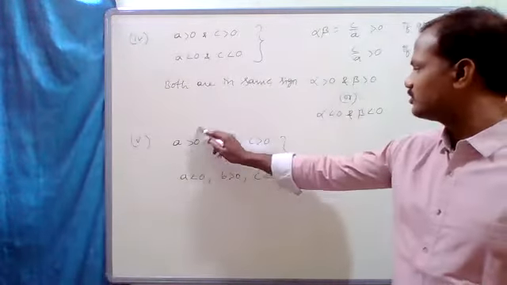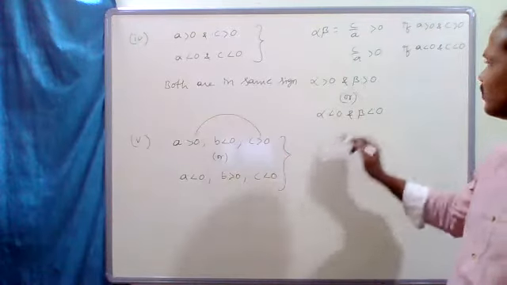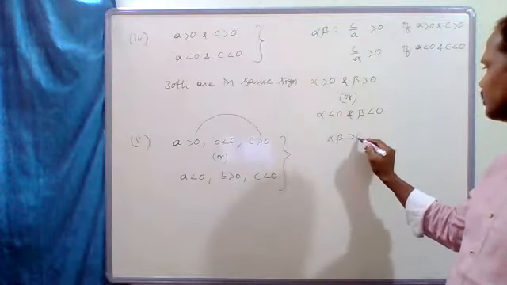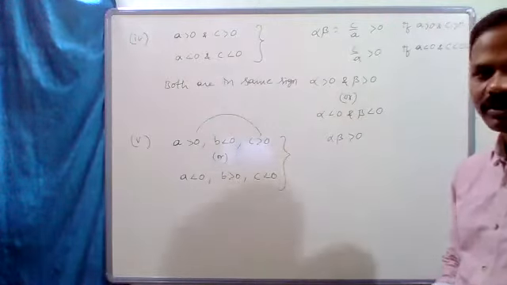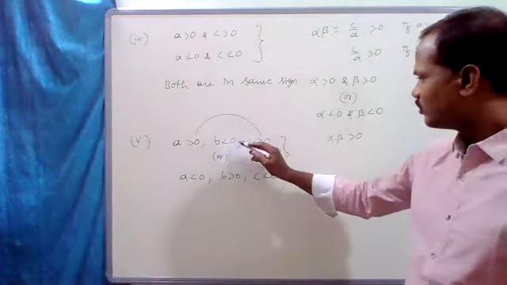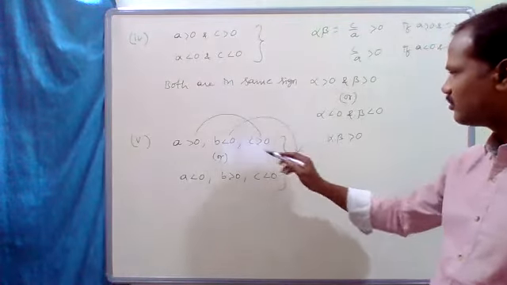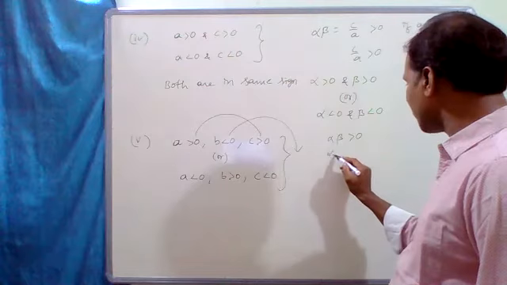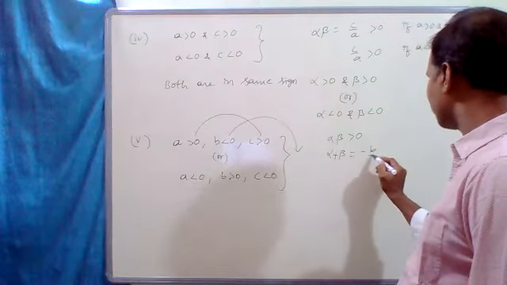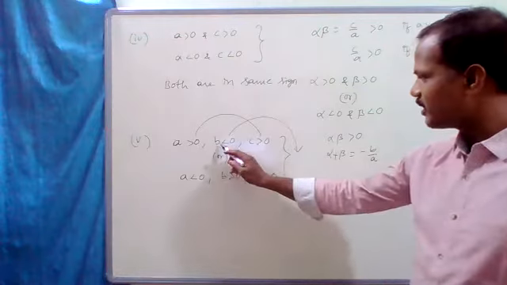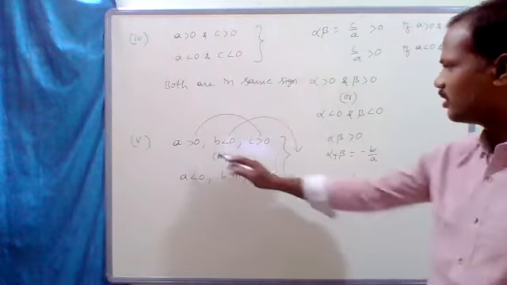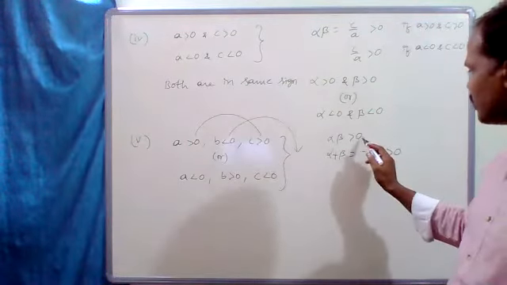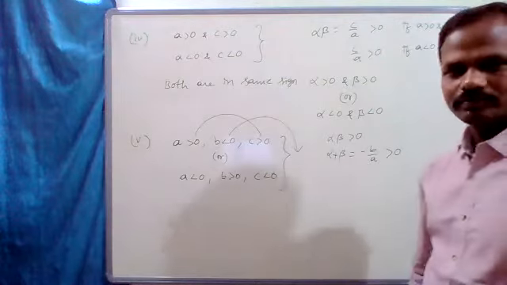So A greater than 0 and C greater than 0 means the product of the roots alpha beta is C by A, which is greater than 0. And now one more condition is there, this one, B. So what about the sum of the roots? Alpha plus beta equal to minus B by A. B less than 0, so minus B is positive and A already positive, so this is also positive. So product of the roots positive and sum of the roots positive.